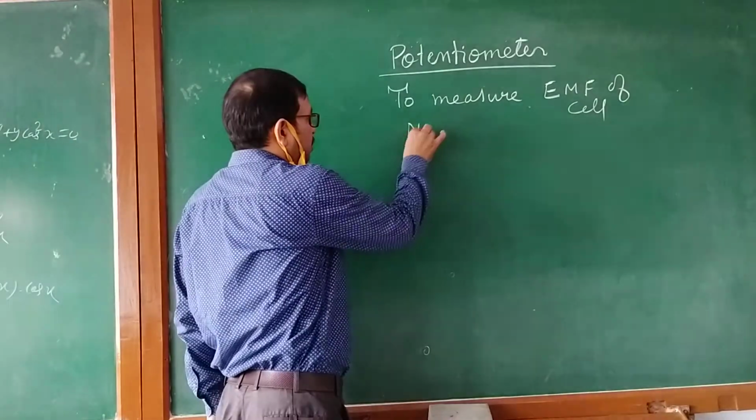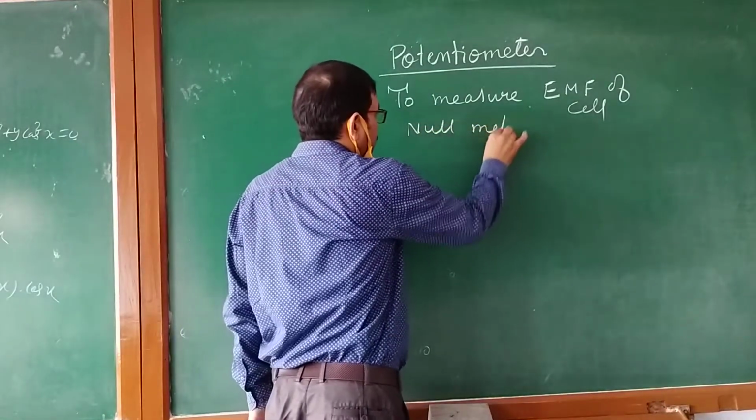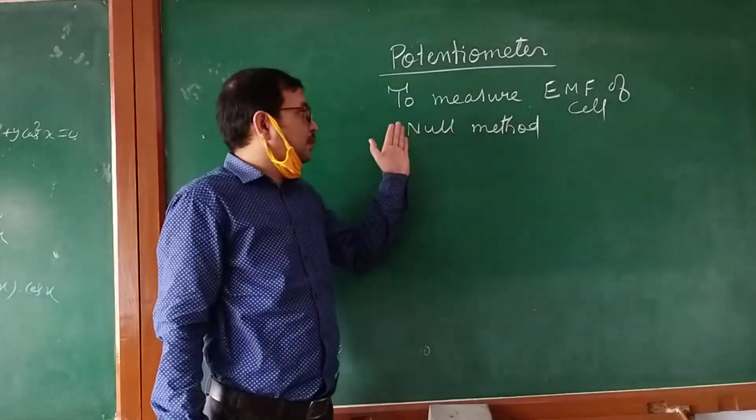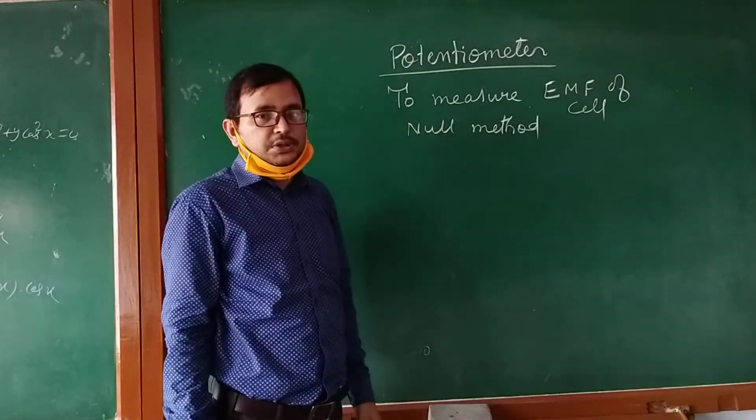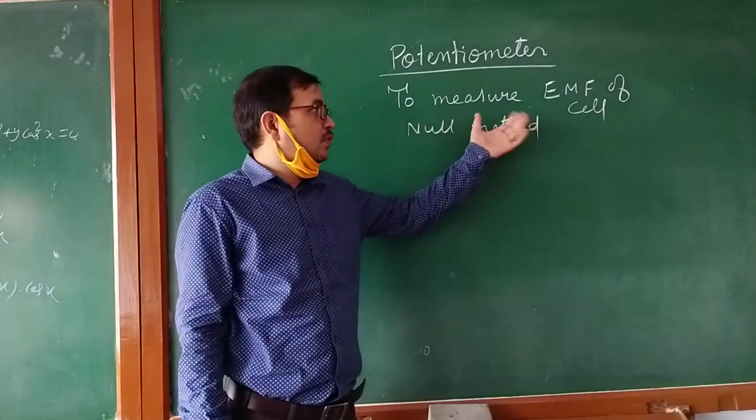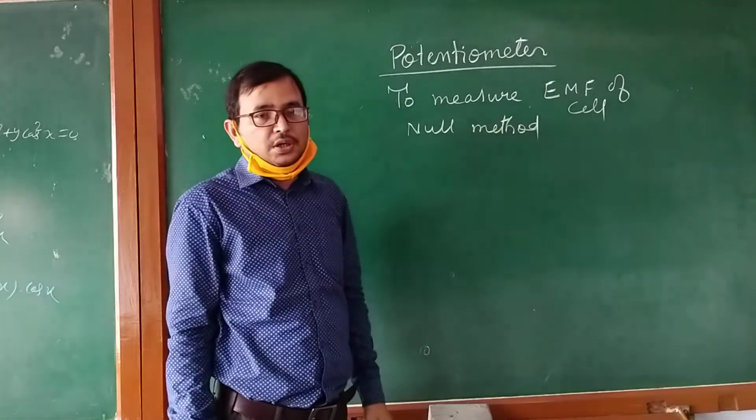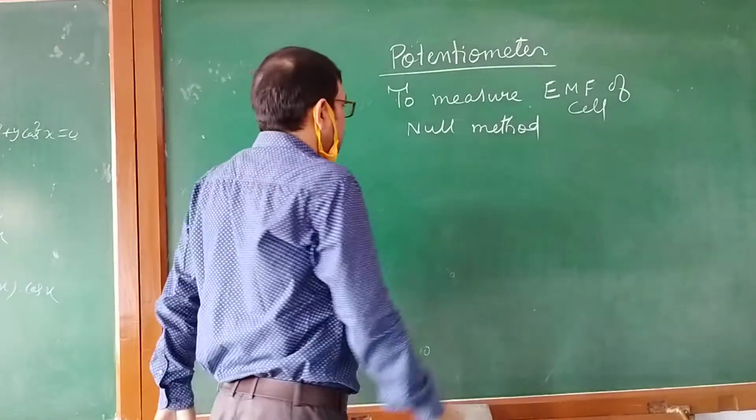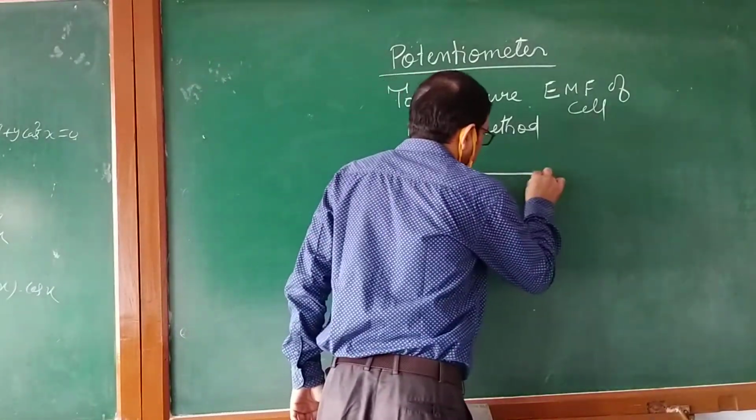Now it is based on the null method. We have seen in the meter bridge also that it was based on the null method, meaning there will be no deflection in the galvanometer at that point. That is the null method. So how are we actually measuring here? You can see, suppose this is a potentiometer wire.